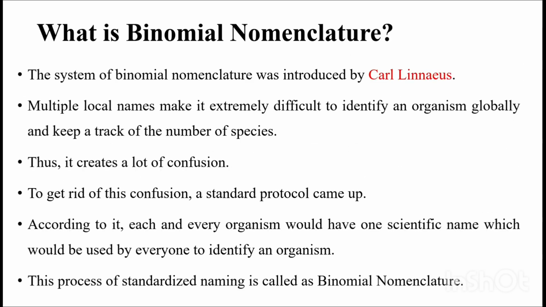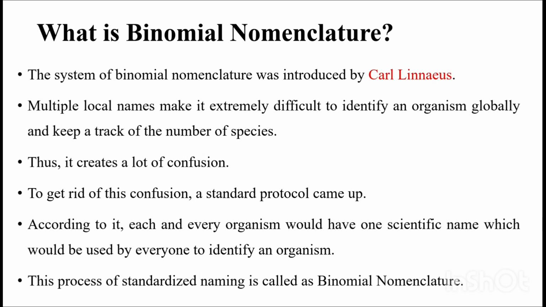Nomenclature. So earlier, scientists thought to provide every plant and animals with a scientific name. But later on, Carolus Linnaeus thought that the scientific name should be a two-worded name. That is the binomial nomenclature. And that system of binomial nomenclature was first introduced by Carl Linnaeus.